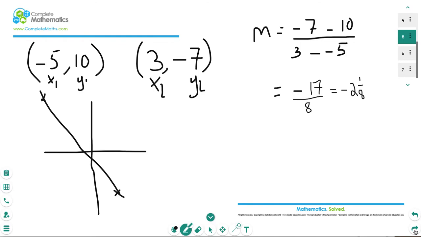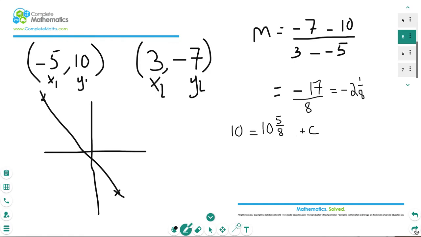We know straight lines have the equation y equals mx plus c. And we can replace our m with our calculated value of minus 2 and 1/8. Now we need to substitute in one of our coordinate pairs. So the first value we're going to put in is our y value. Y is going to be 10. So hopefully we can see that we've used our y1 value. So we're going to need to replace our x with our x1 value. That was -5. Minus 2 and 1/8 times -5 gives us 10 and 5/8.